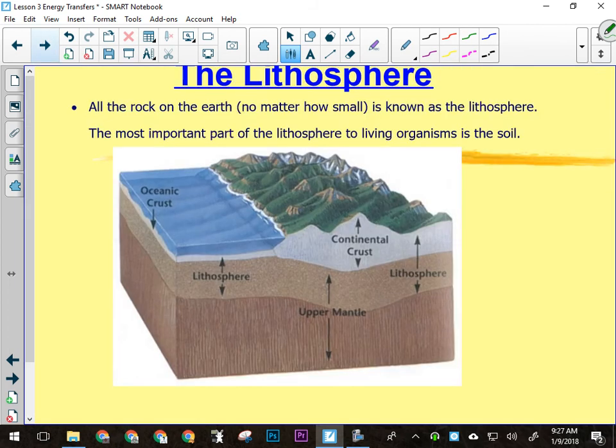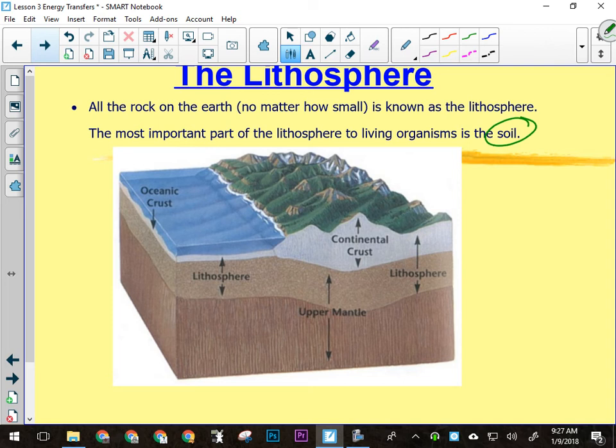Okay, and then lastly is the lithosphere. Okay, the litho means stone. Okay, so the lithosphere is all the rocky parts of the earth. The most important part of the lithosphere is the soil because it's the topmost layer, it's the part that interacts with the solar energy the most, and it's where plants grow. Okay, without it, there'd be no use of the solar energy.